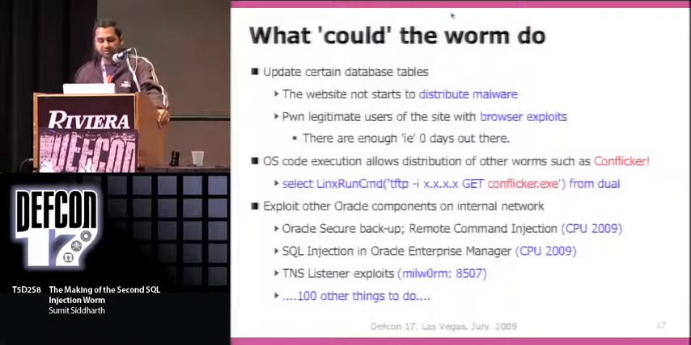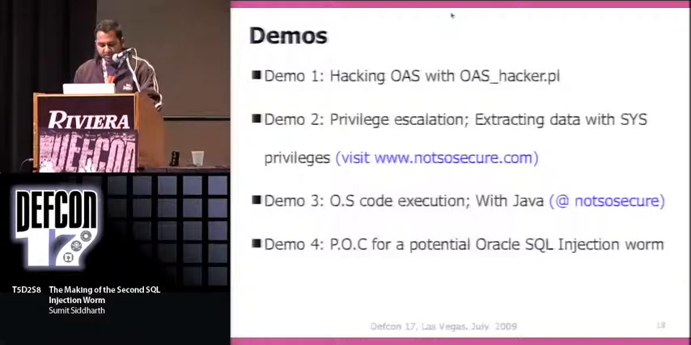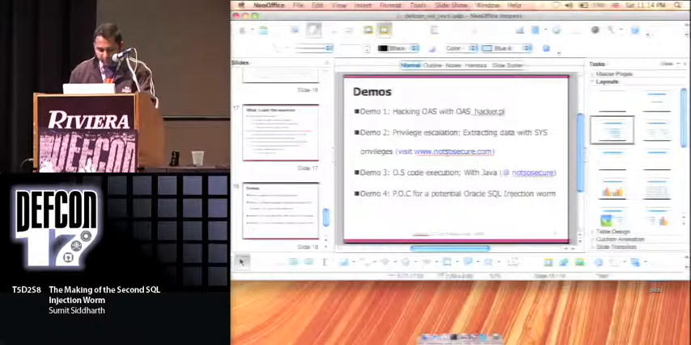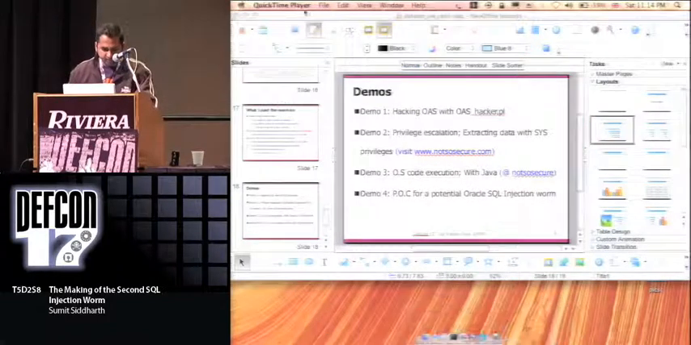Oracle Secure Backup. There was a remote code execution, so you just send one URL on the internal network, and that's it. You get a reverse shell back from it. It was a Secure Backup exploit. I think it's integrated with Metasploit as well. SQL injection in Oracle Enterprise Manager, TNS listener exploits. There are so many things that a worm could do from this stage. So let me just quickly go through this demo of a sample SQL injection worm.